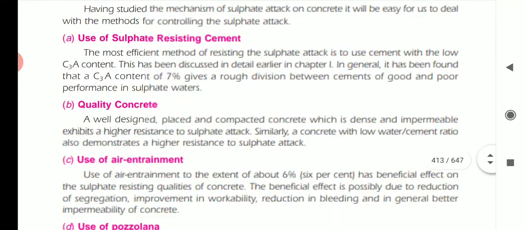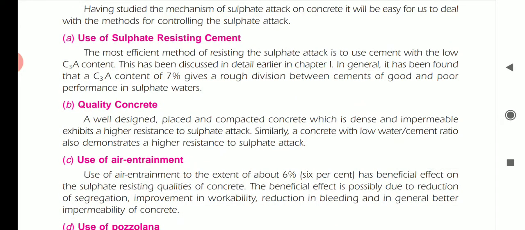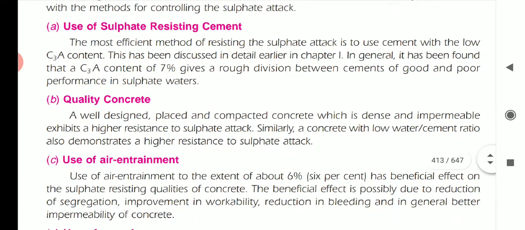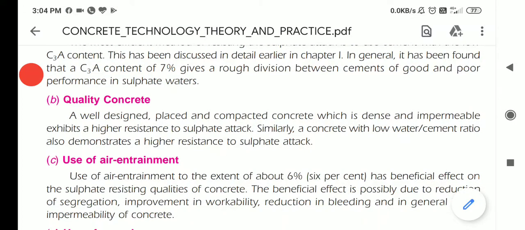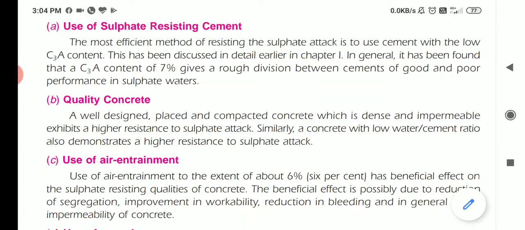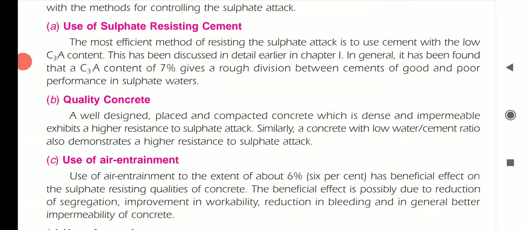As we studied in the first chapter on types of cement, there is one type of cement called sulfate resisting cement. So what is this? The most efficient method of resisting sulfate attack is to use low C3A content. The cement which contains less alumina is called sulfate resisting cement. In the first chapter we studied that a C3A content of less than 7% gives a rough division between cements of good and poor performance in sulfate water. Hence, a cement with less C3A content is called a sulfate resisting cement.